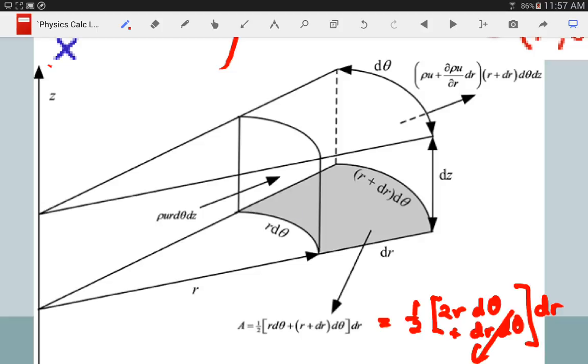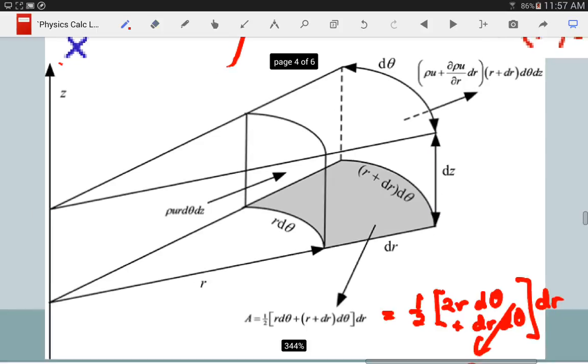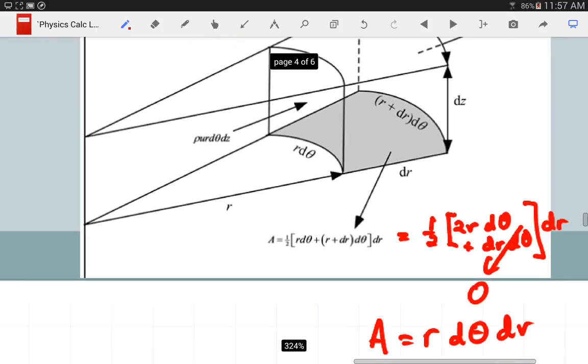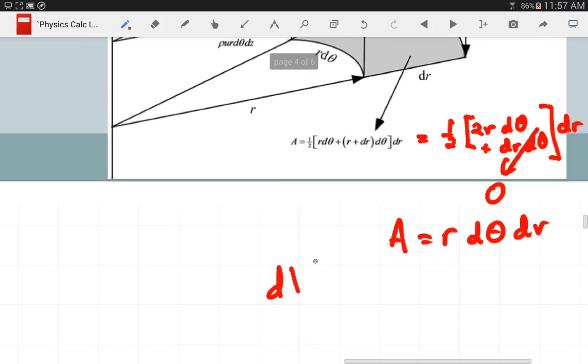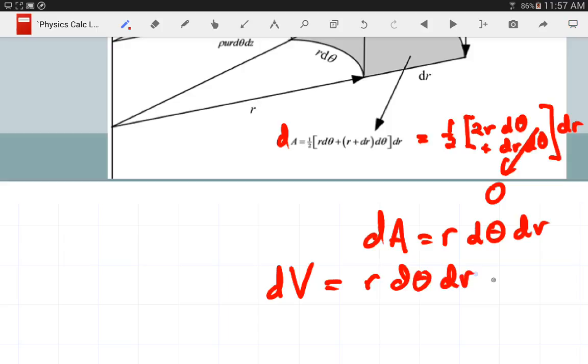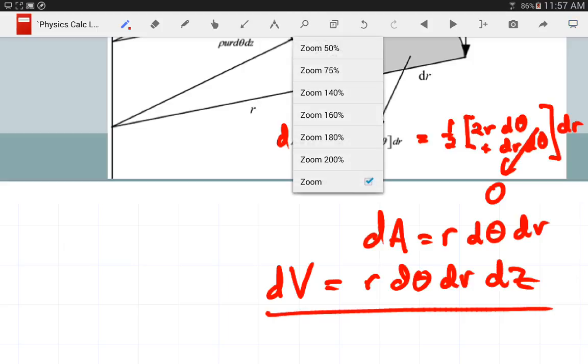The base is r dr d theta, the height is dz, and so you end up with dV. This was technically a dA. They should have put a d there. dV is equal to r d theta dr dz. So that's the dV when you're using cylindrical coordinates.